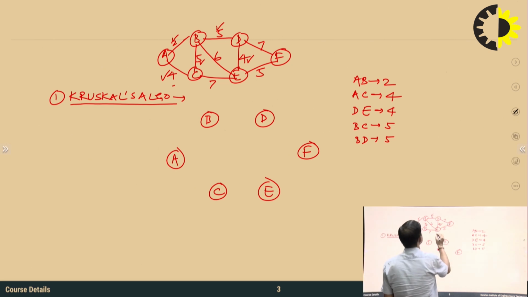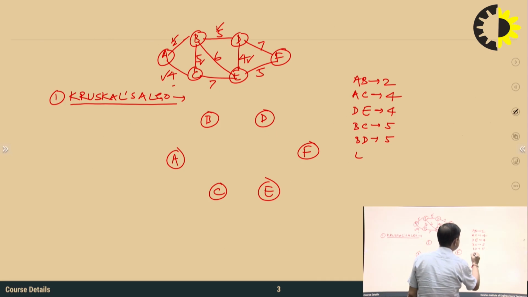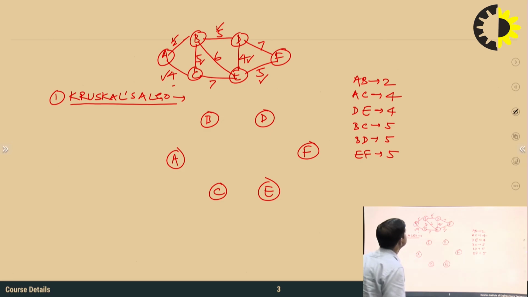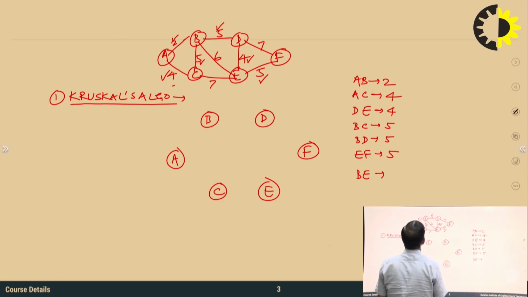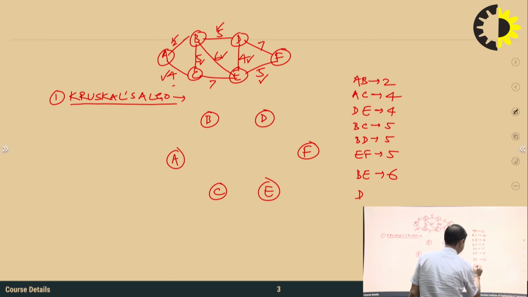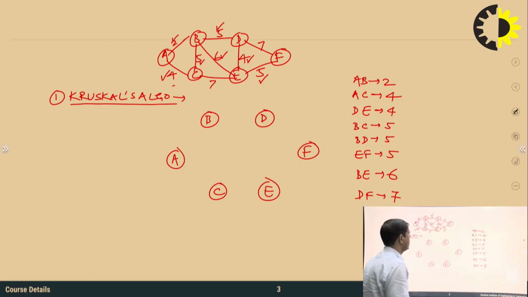Then this is EF, that is also 5. Then BE, that is 6. And the last one is DF, that is given 7. तो हमें करना क्या है, जितने भी एजेस हैं उनको अकॉर्डिंग टू वेट इंक्रीजिंग ऑर्डर में हमें पुट अप करना है.